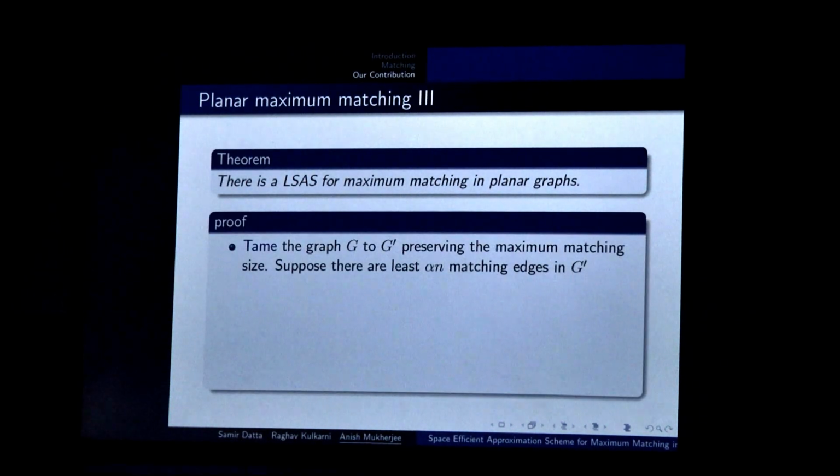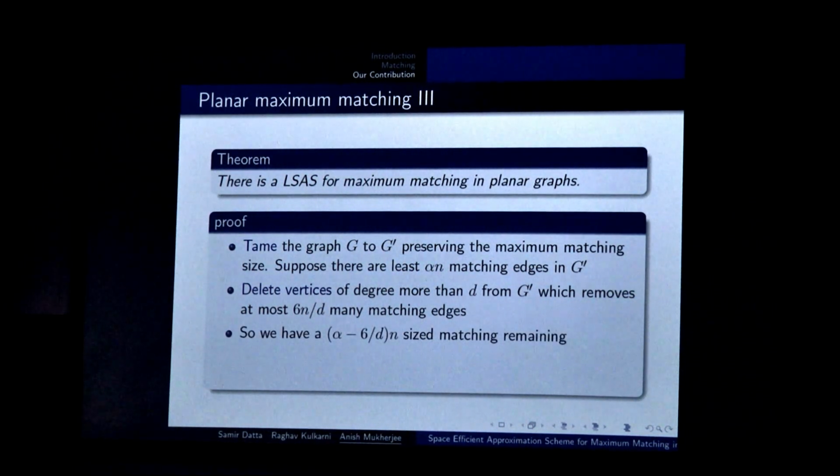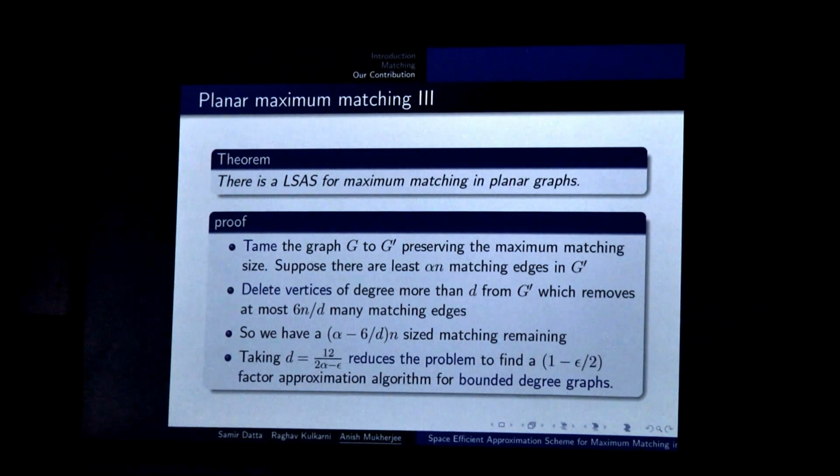If you have this, then the idea is simple. We are given the graph, we tame it, so delete some set of edges, and suppose some alpha n matching edges remain in the graph. Now we delete all the vertices of degree more than d from the graph, and the graph becomes bounded degree. So we have some alpha minus delta times n matching edges remaining. And if we choose d suitably, this problem just reduces to finding a 1 minus epsilon by 2 fraction matching in a bounded degree graph.